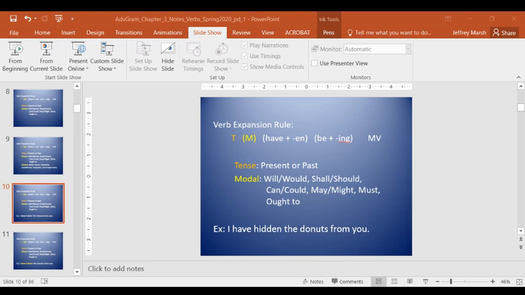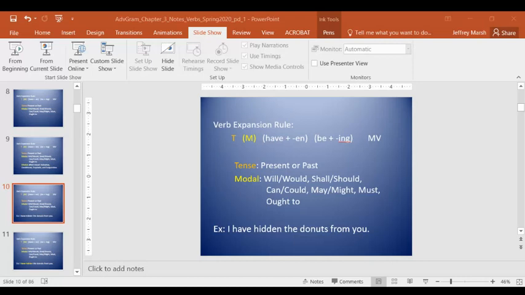Okay, so picking up on our first verb, which is "I have hidden the donuts from you." I want to focus on "have hidden." If you're taking notes, follow along with me and see if we can break this down. For some reason, sometimes people either click with the verb expansion rule or they're like, I don't get this. So I'm going to try to go slowly with you.